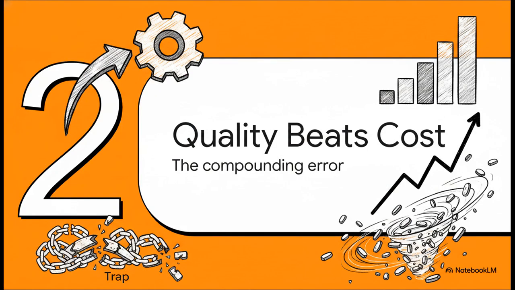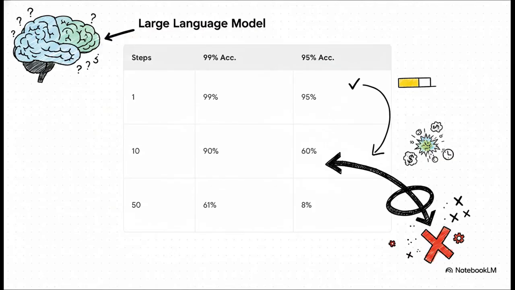Which brings us perfectly to Section 2, Why Quality Beats Cost. This is where we look at why optimizing solely for cheap tokens is actually a massive trap. The mathematical reality of compounding errors is just staggering. Because large language models are non-deterministic text prediction machines, they carry an inherent error margin. Always. Let's say an agent operates at a seemingly solid 95% accuracy per step. Well, over a 50-step sequence, that success rate plummets down to a catastrophic 8%. Let me say that again, 8%. Even at a highly optimistic 99% accuracy per step, you're still dropping to 61% accuracy after 50 steps.